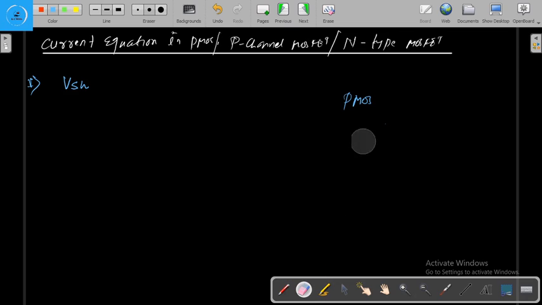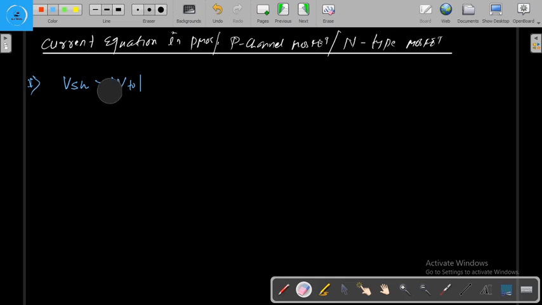In the PMOS, the VT is negative, right? So please analyze the operation of the P channel MOSFET by yourself. If you are feeling any difficulty, please contact me through the Telegram channel, right? So when the VGS, sorry, not VGS, it is VSG, is greater than VT naught, okay.